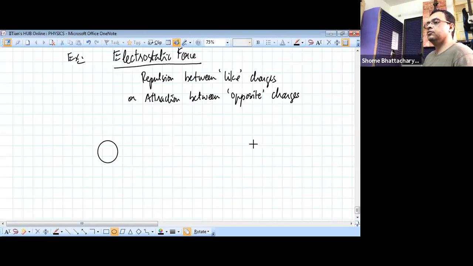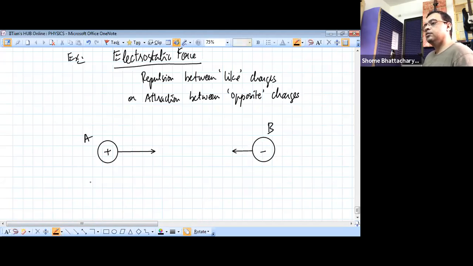Suppose we have a positively charged body and a negatively charged body. So they will attract each other, but they will attract each other in such a way that the force with which one attracts the other is equal and opposite to the force with which the other attracts the first. This and this forces will be like this.